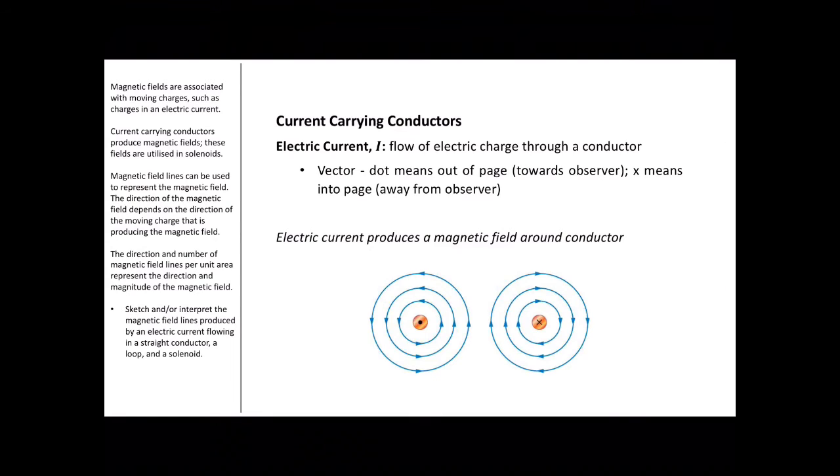So moving along to current carrying conductors, an electric current, which is represented by I, is a flow of electric charge through a conductor. It's a vector, and it's often represented by dots or crosses. So if you see a dot, it means that the current is pointing out of the page. You have to imagine it's like a cross section of a wire, and the current is coming towards you. So a dot means out of the page, towards you.